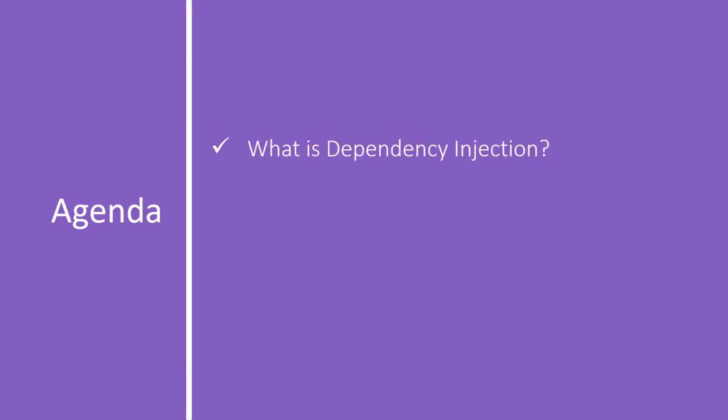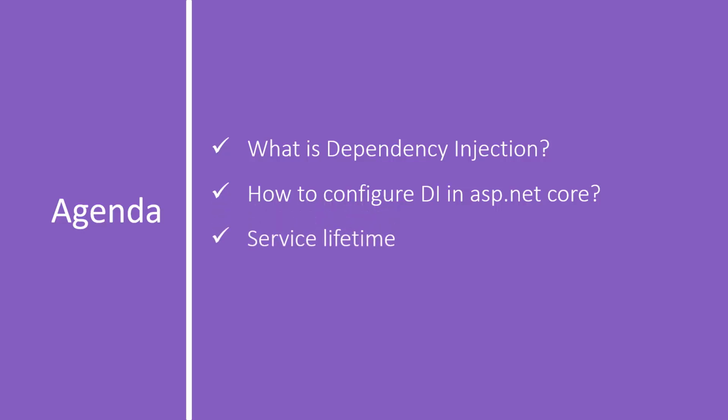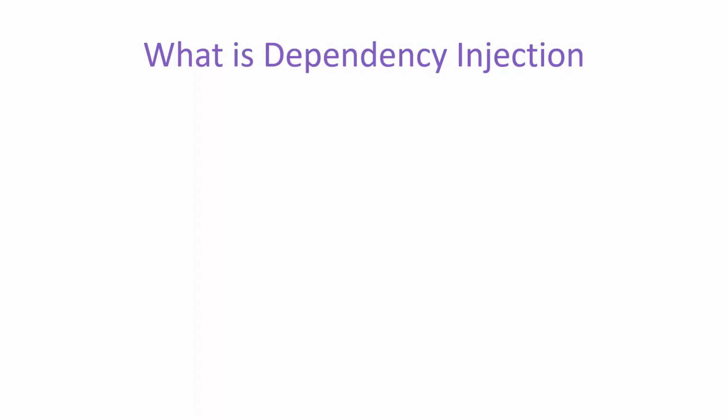We will start from what is dependency injection. How can we configure this dependency injection in ASP.NET Core web application? Then what is the lifetime of service? What are the benefits of using dependency injection in ASP.NET Core application? We will try to understand all these things in this video.